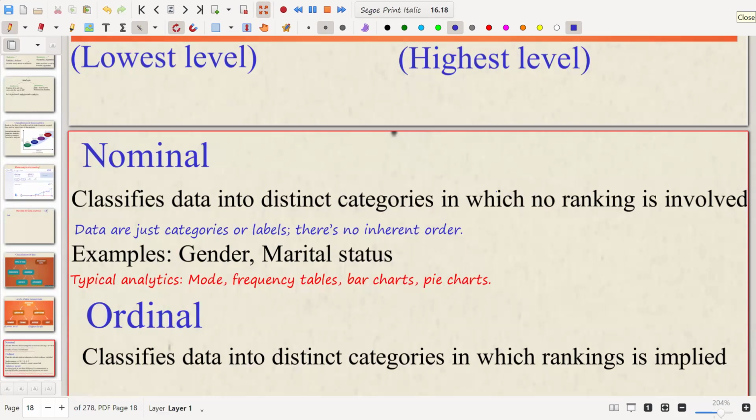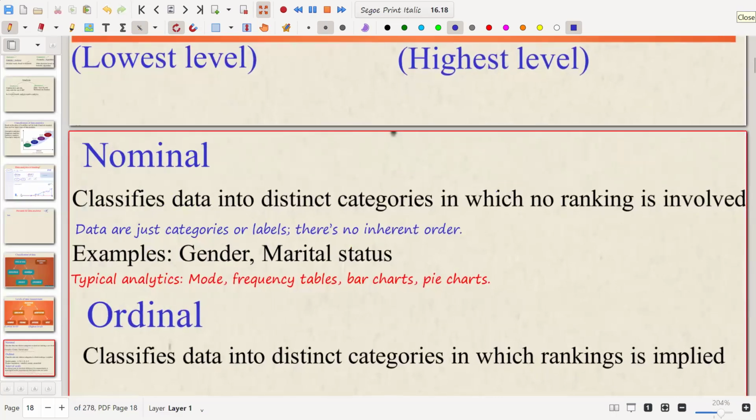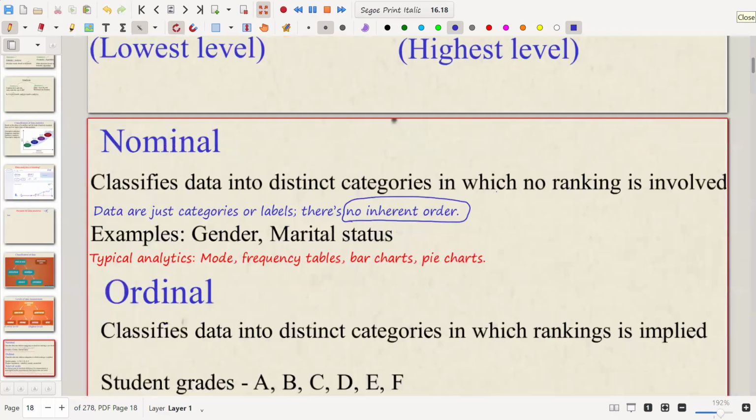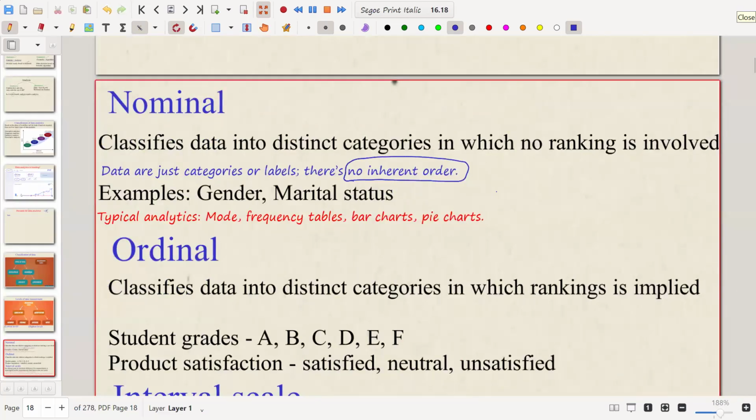We cannot make a claim or a ranking that married is greater than unmarried or unmarried is greater than married. So these are just the categories or levels. There is no inherent order. That's the idea. There is no inherent order in your nominal data level. In nominal data sets, there is no inherent ranking. That's the idea. So what kind of analysis or analytics can we do on these nominal data levels?